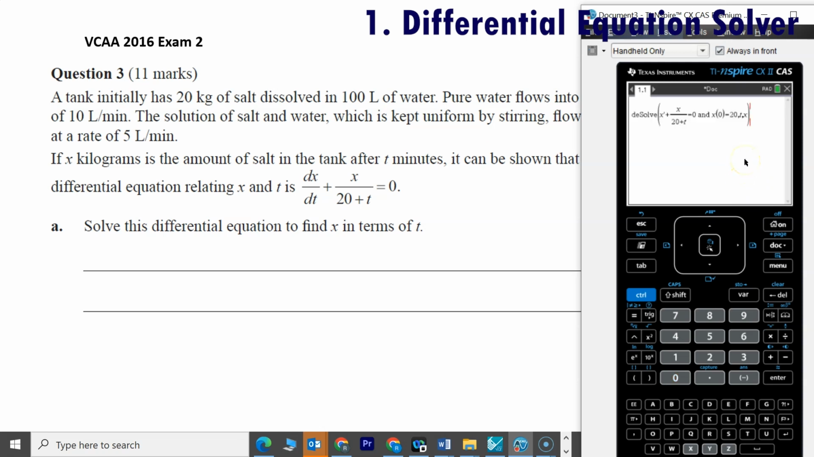Click OK. And so this is the syntax. We could actually use the fraction template within here if we wanted to change anything. But let's press enter and there we are. That's our solution. We get a little warning about the domain, t plus 20. It's probably going to be fine here because t is going to be positive only, so we would never get a singularity there. So that's our dsolve.